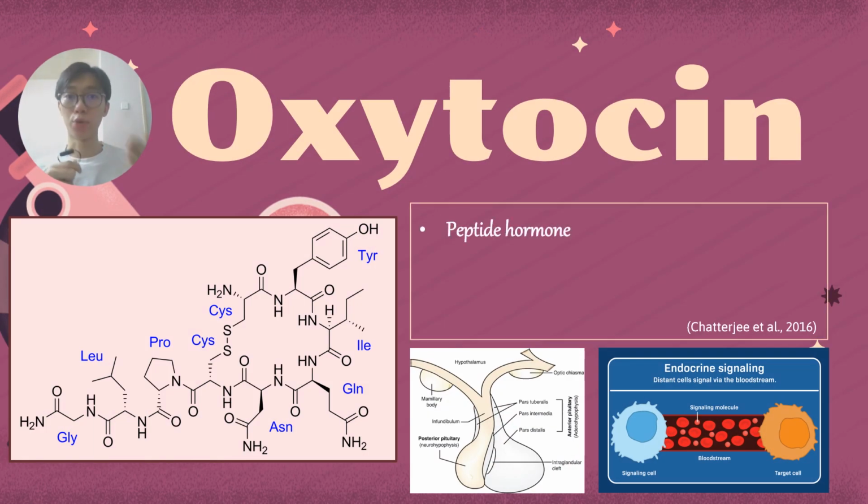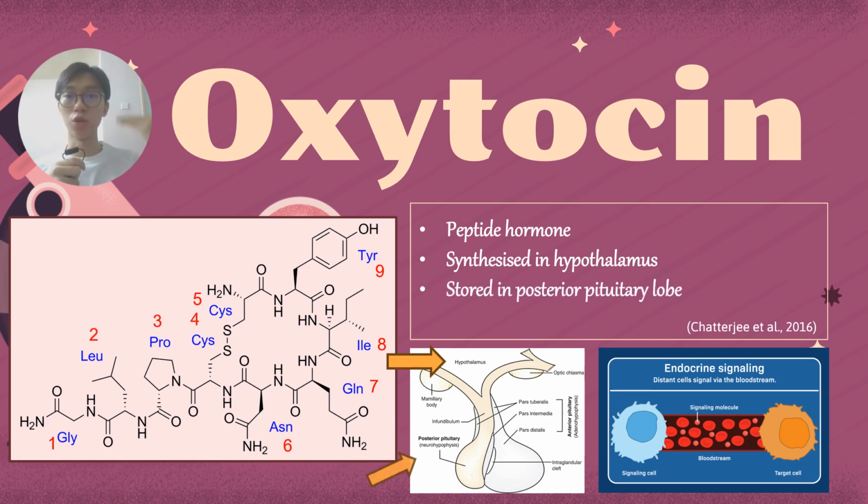Oxytocin is a peptide hormone with 9 amino acids. It is synthesized in the hypothalamus and stored in the posterior pituitary lobe. It is released into the bloodstream via exocytosis, which is why oxytocin signaling is endocrine in nature.